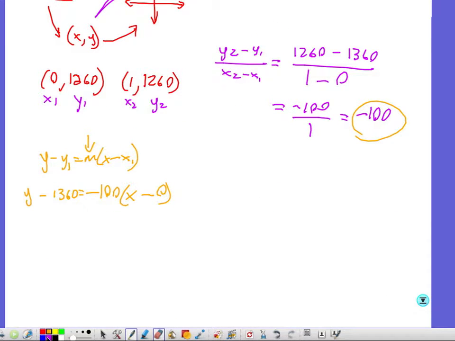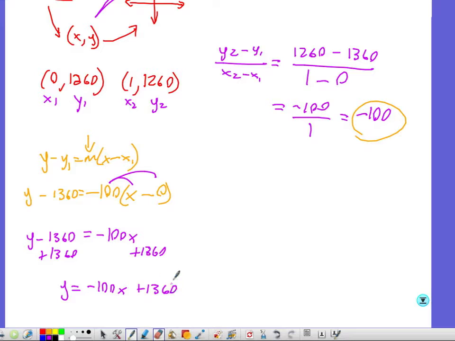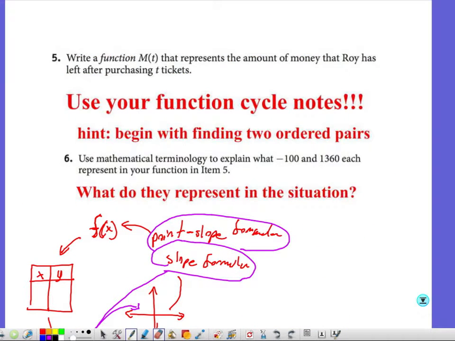Okay, so now we just go back to the fundamentals. We have to distribute this negative 100 inside the parentheses, so we have negative 100x, and negative 100 times 0 is basically 0, so we have nothing else. We have y minus 1360, and finally we want to solve for y, so we have to add 1360 to each side, and so what we get is y is equal to negative 100x plus 1360. Here is our equation, and that is the answer to number 5.